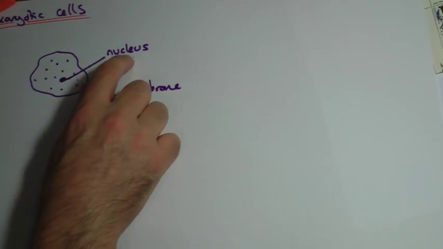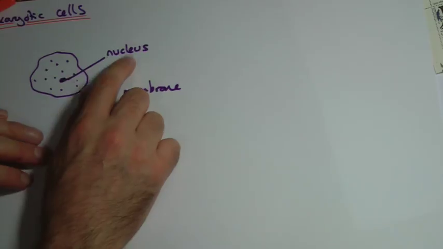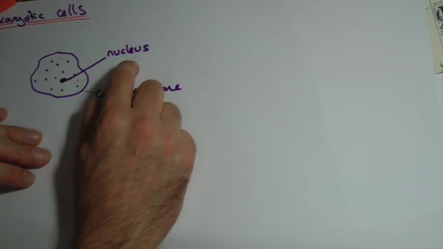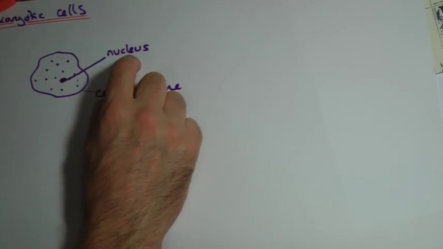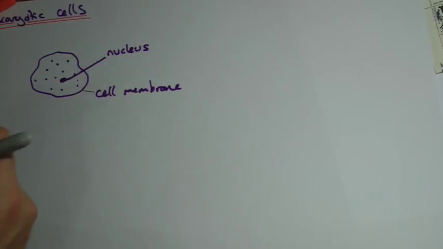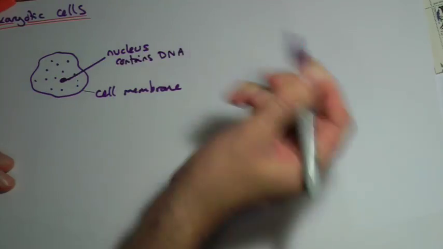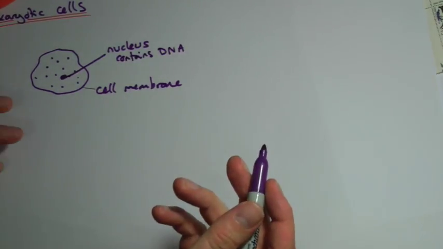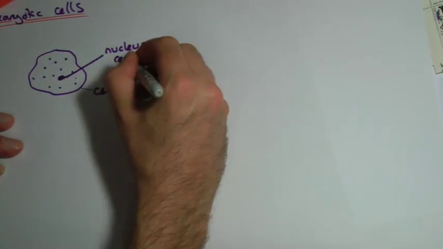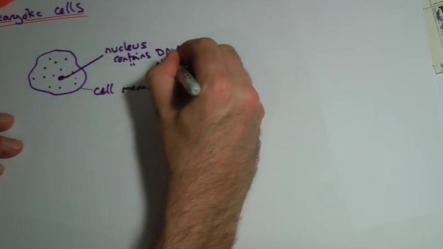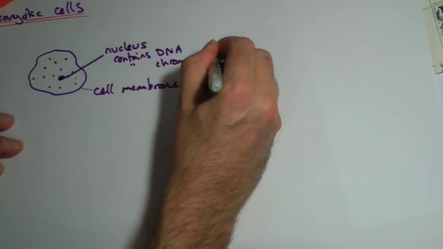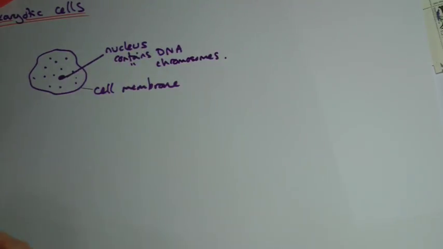So let's just quickly go through the bits. The nucleus, do not say that it is the brain of the cell or it controls the cell. It contains DNA, that's what it does. You could put genetic material if you prefer. You could even say it contains chromosomes, but I think contains DNA is the best one to put.